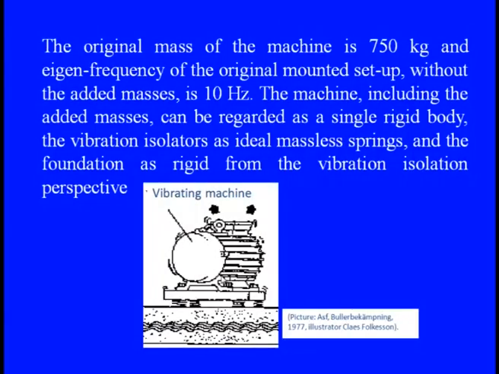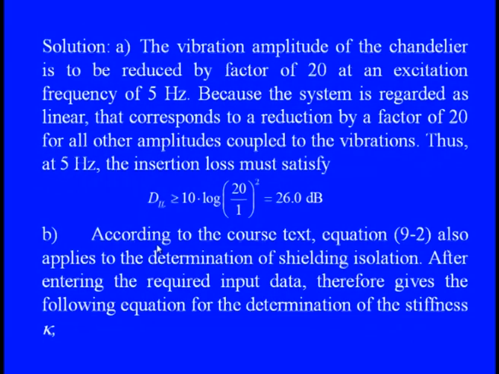So we know the first eigenfrequencies are there, but when the excitation approaches 25 hertz, things get worse. The machine including the added mass can be regarded as a single rigid body, because the added mass acts as an integral part of the machine. The vibration isolator is considered a massless spring, and the foundation is rigid, because we know the vibrations are transmitted in a speedy manner.